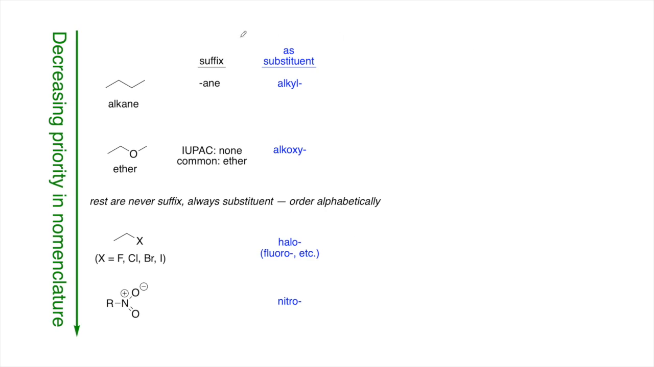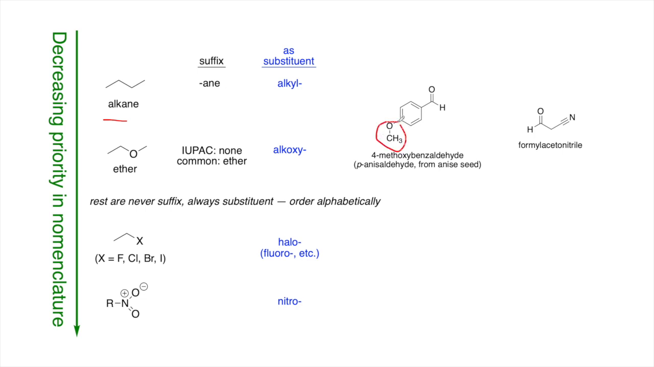And again, the bottom of the list is always alkanes and ethers. Halogen and nitro groups are always considered pieces and never the actual suffix. So just as a few examples, para-methoxybenzaldehyde. Again, methoxy is considered a group here.